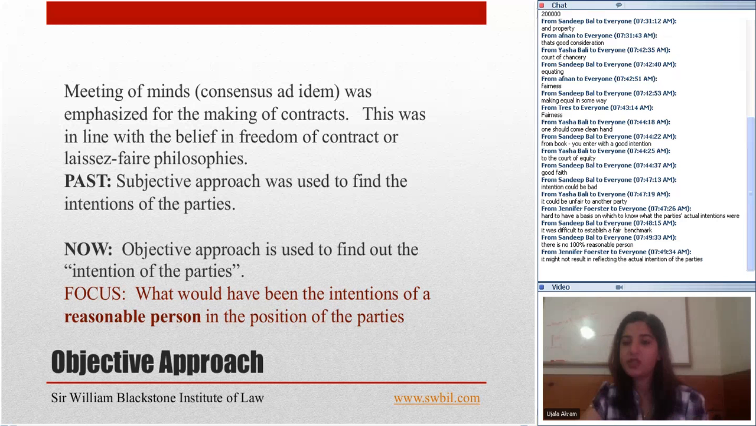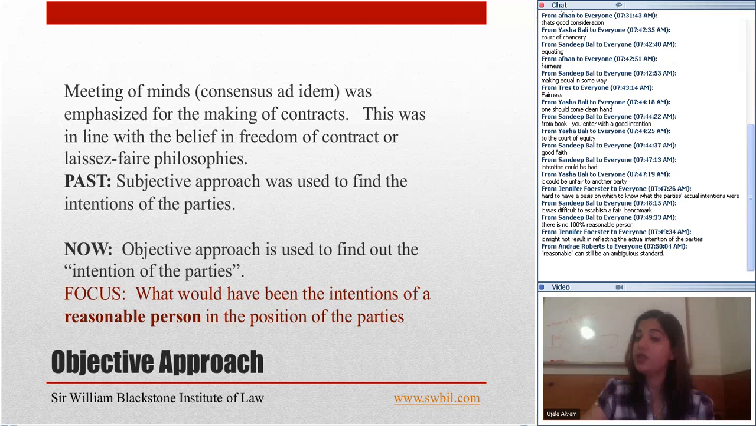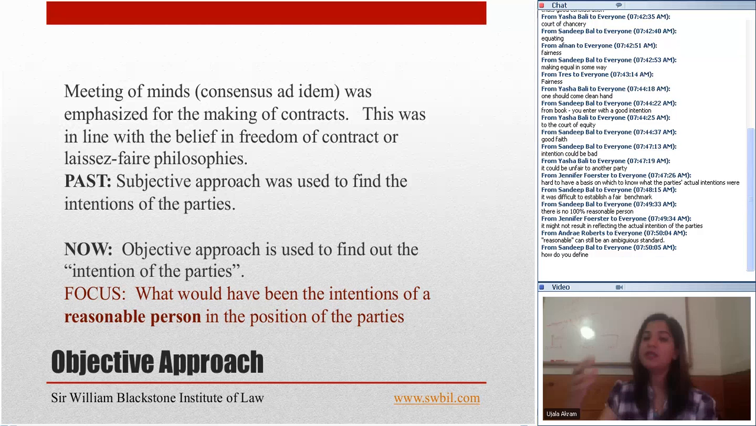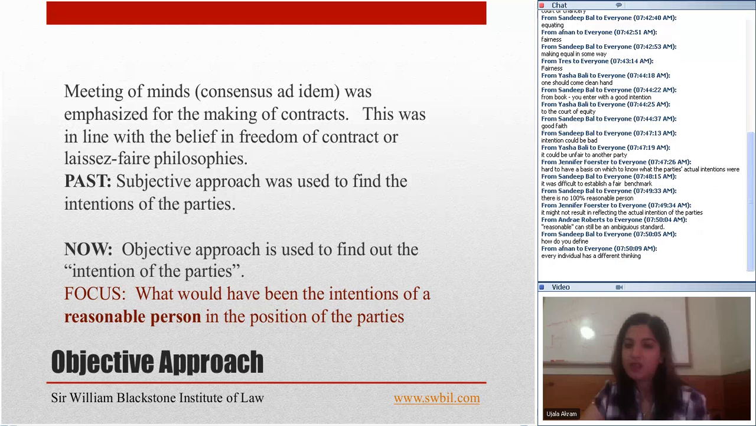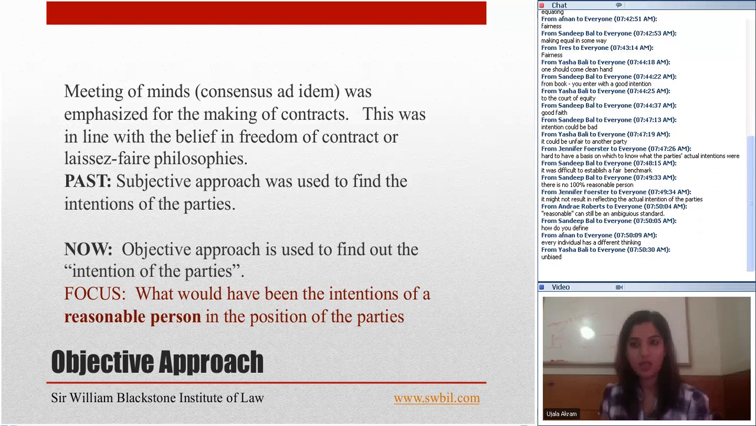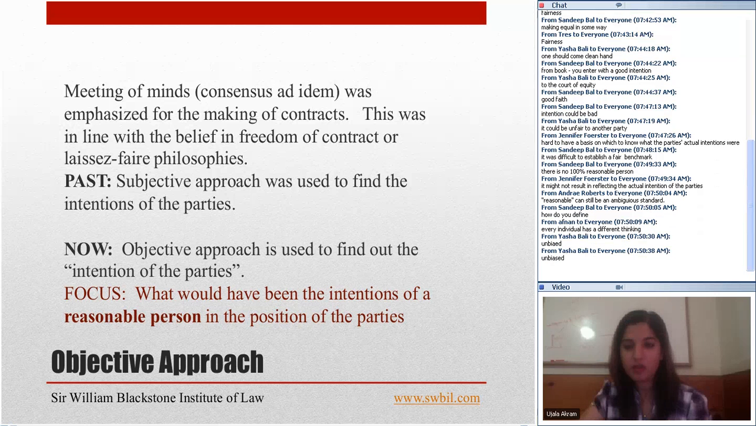Excellent, Jennifer. It might not result in reflecting the actual intentions of the party. So the actual intentions may be sidelined. Sandeep says there is no 100% reasonable person. Right. So another problem, as Sandeep mentioned, is how do you define a reasonable person? Should he be in the shoes of the claimant, or should he be thinking from a reasonable person in the shoes of the defendant? That changes everything. And Sandeep also says it was difficult to establish a fair benchmark.